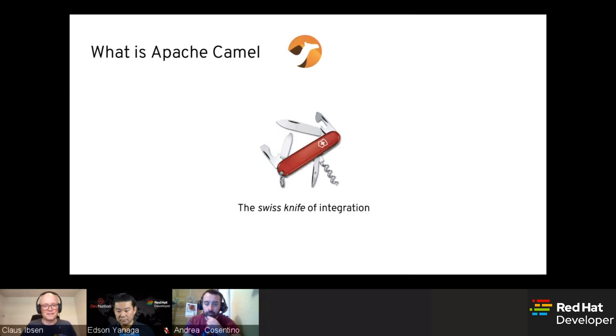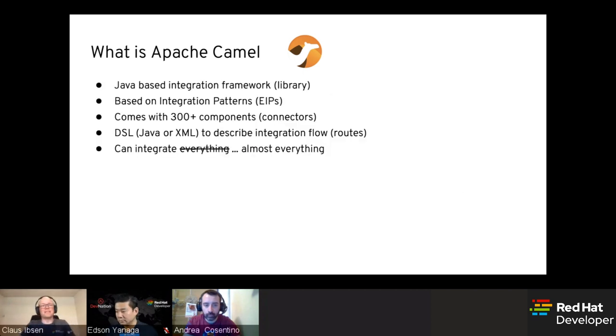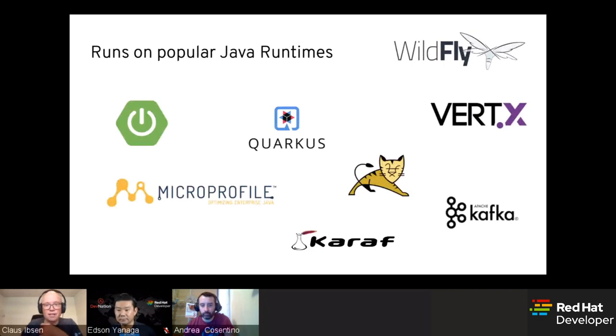So what's Camel? Well, it's the Swiss knife of integration. Well, it's actually a giant Swiss knife, and it has a lot of functionality. It's a Java-based integration framework, based on integration patterns. It comes with 300 components, so it's a lot of connectivity. You define how systems are integrated in a DSL, in routes. You can program them in Java and XML. And yes, it can integrate everything, or almost everything. It runs on popular Java runtimes, Spring Boot, Quarkus, Vert.x, Karaf, Tomcat, and whatnot. So everything under the sun, basically.